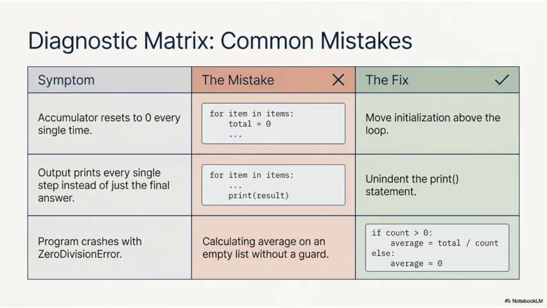If your program crashes with a zero division error when calculating average, your list was empty. Count was 0. Guard against this with: if count > 0, average = total / count. Each of these is a structural mistake, not a logic mistake. The fix is always about where the line of code lives relative to the loop.